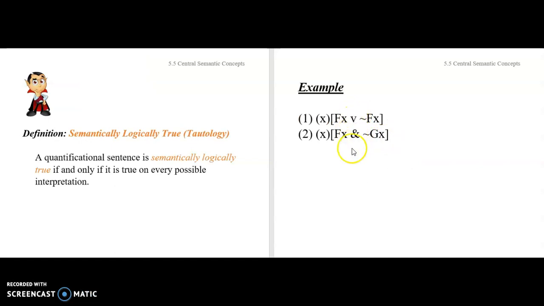So here's 2 sentences. Only one of them is semantically logically true. That is to say, only one of these 2 is a tautology. Intuitively, which one do you think it is and why? Pause now.